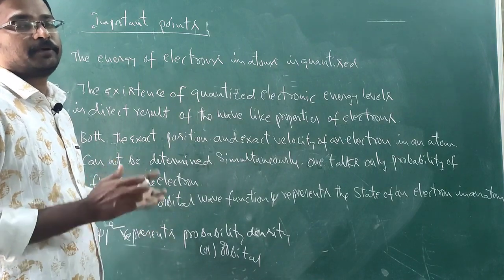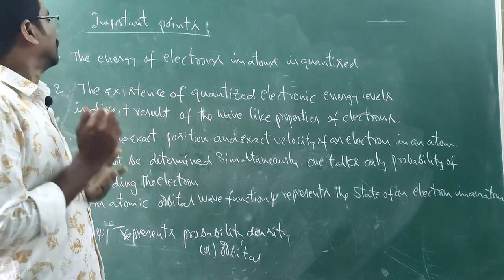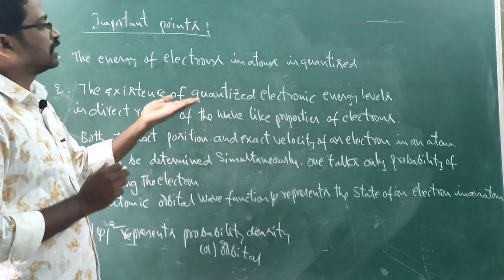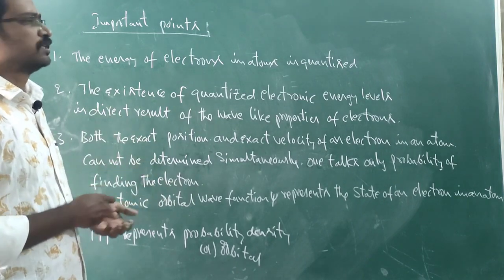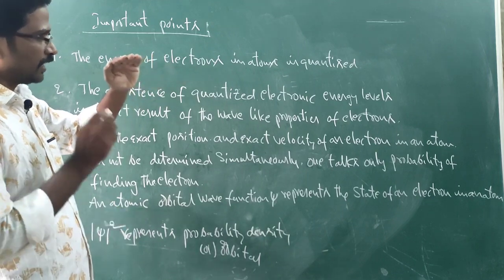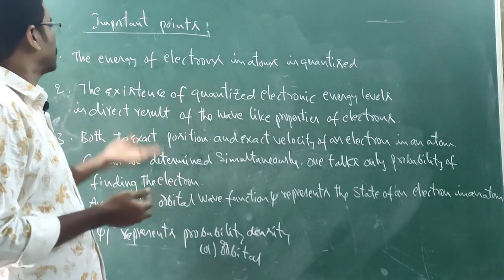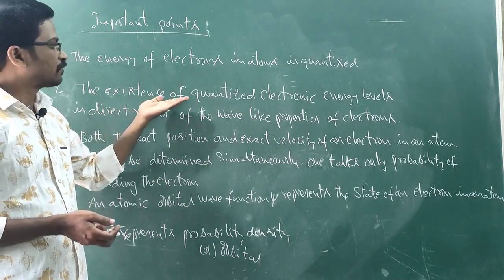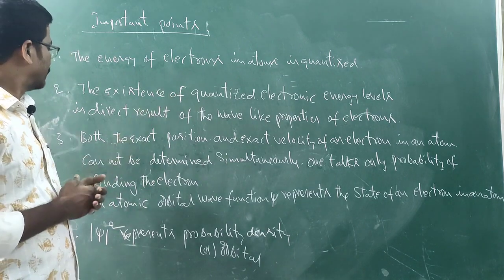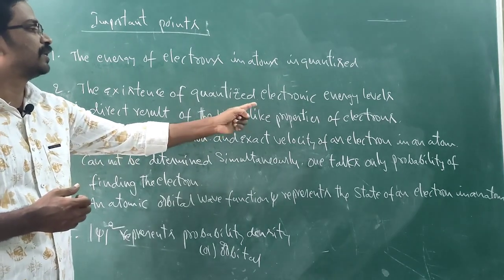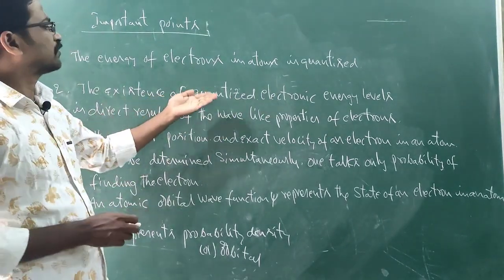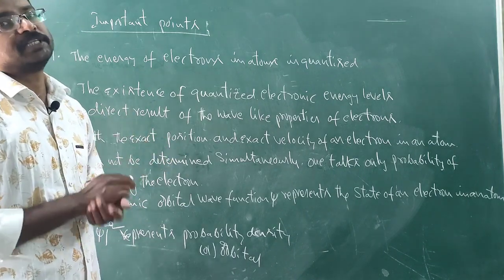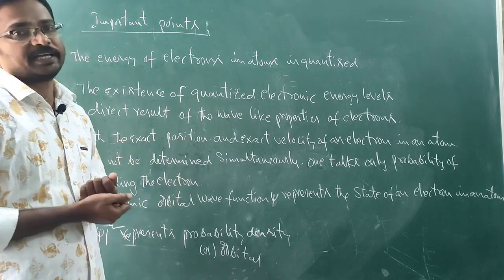Important points in the quantum mechanics of the atom. The energy of electrons in atoms is quantized, that is, fixed. Quantized means fixed. If an electron is present in a particular level, its energy is fixed. Second point, the existence of quantized electronic energy levels is a direct result of the wave-like properties of electrons. If the electron has wave-like motion, only from that can you get the quantized electronic energy levels in an atom.